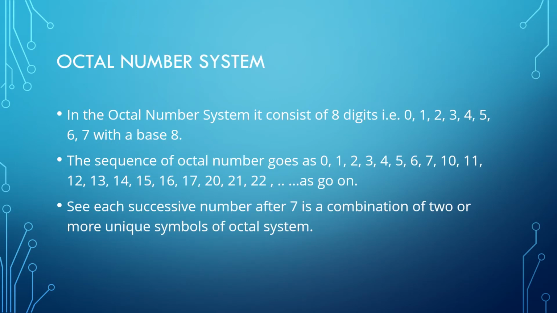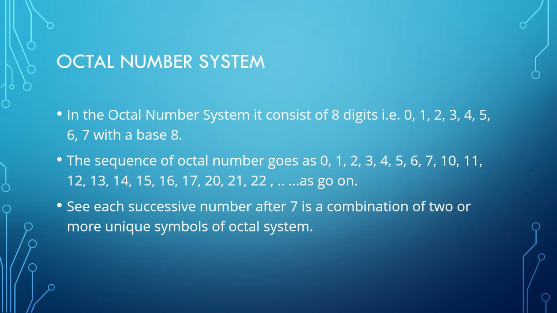Now let's see the octal number system. Octal, we know that it is 8. In the octal number system, we have 8 digits into consideration, that is 0, 1, 2, 3, 4, 5, 6 and 7. That is, there are totally 8 digits which are considered as the base for an octal number system. Hence the base is 8 here. The sequence of the octal number system goes as 0, 1, 2, 3, 4, 5, 6, 7, then 10, 11, 12, 13, 14, 15, 16, 17, as such.